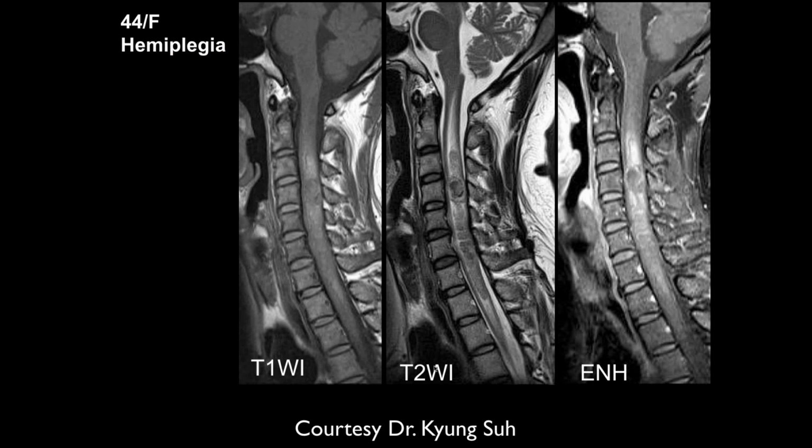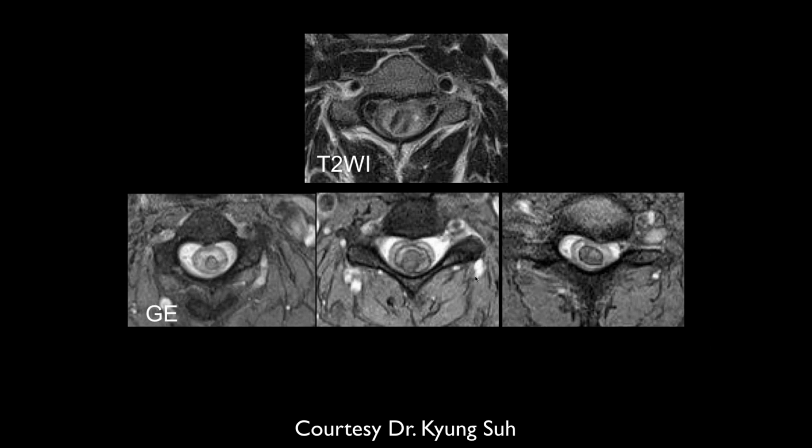44-year-old female, hemiplegia. Okay, we have a long segment syrinx, which looks very heterogeneous. So notice the signal here. We've got a lot of difference in signal, and this is with contrast enhancement. There is some enhancement within it. And also remember that tumors can also produce syringomyelia. So you always have to be concerned about whether you have a neoplasm involved. Okay, so we have T2, looks kind of dark on T2 and gradient echo.